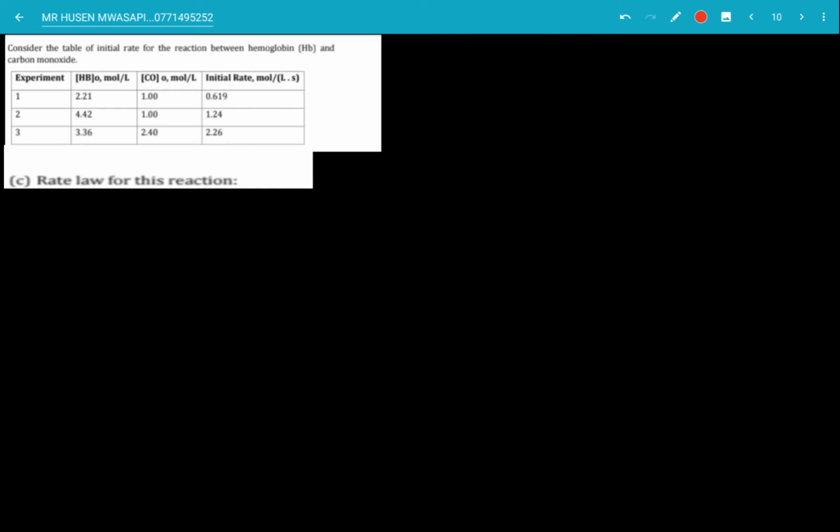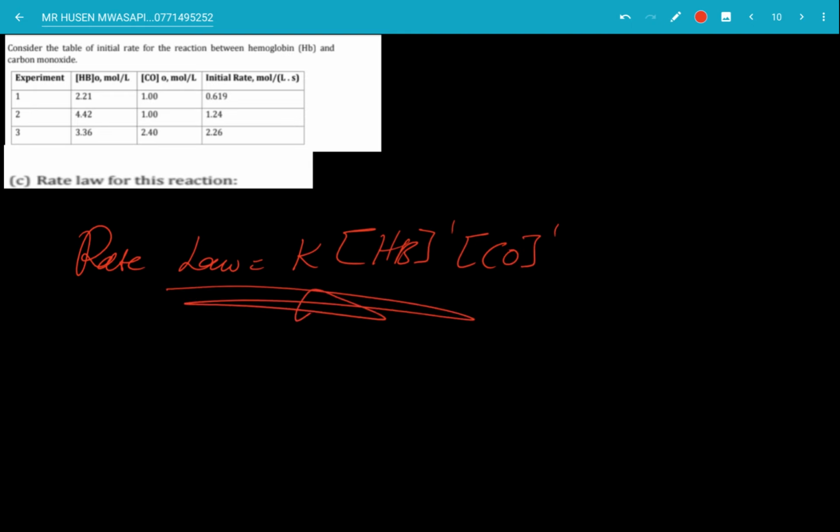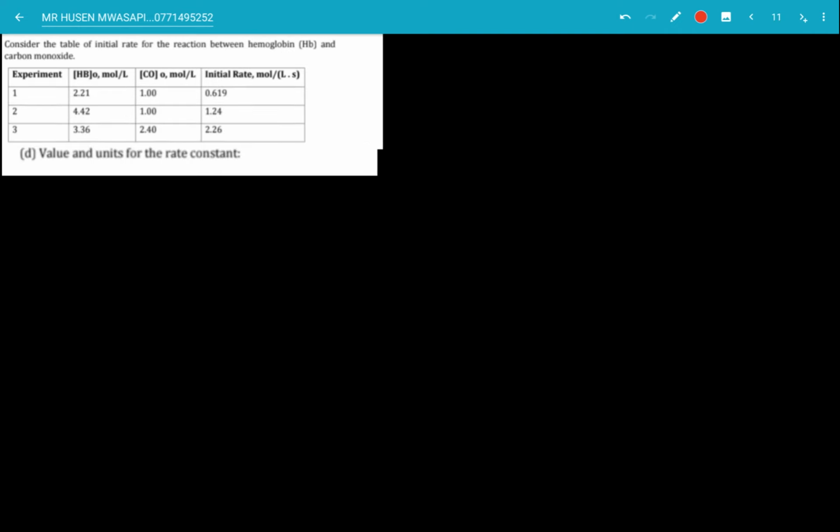And then we get the rate law. So the rate law is equal to K, concentration of hemoglobin. So it's X, so we're having first order. Carbon monoxide, so Y, value is 1. So this is your rate law. Okay, let's move on to the next one.